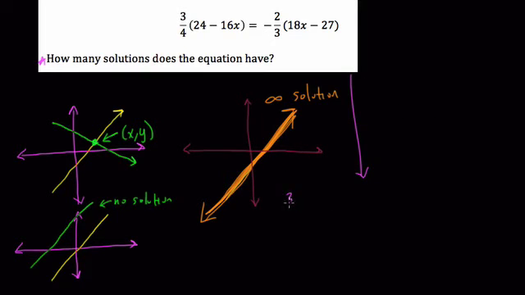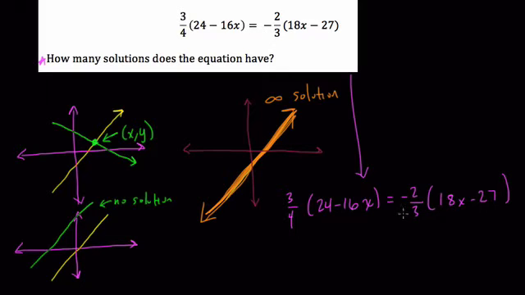So we have 3/4, right? Let me fix that 4. We have 3/4 times 24 minus 16x equals negative 2/3 times 18x minus 27. So what I would probably do here is distribute the fractions. I could multiply both of them by 12 to get rid of the fractions, but I think it makes more sense to just distribute the fractions and work with them. Okay, so here let's try that.